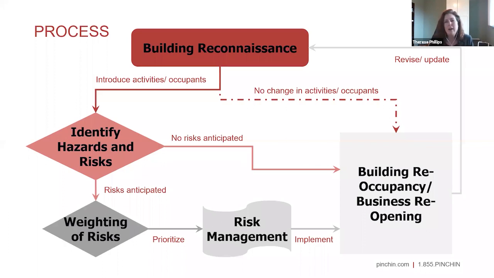A risk assessment for building reoccupancy, for example, would look something like this. Since we know that the restart will likely be done in a stepwise fashion, it's presented as a cycle where you might want to revise and update continuously. But at the very beginning, we would start with a building reconnaissance or an interview with your building managers, company owners, and tenants, and find out what activities and occupants are being reintroduced to that building. We would identify hazards and risks associated with those activities and occupants. And if none are identified, then you can go straight to reopening. But if we do identify potential risks associated with exposure to COVID-19, we would help weight those risks and prioritize, and then recommend a risk management plan, which would then be implemented.